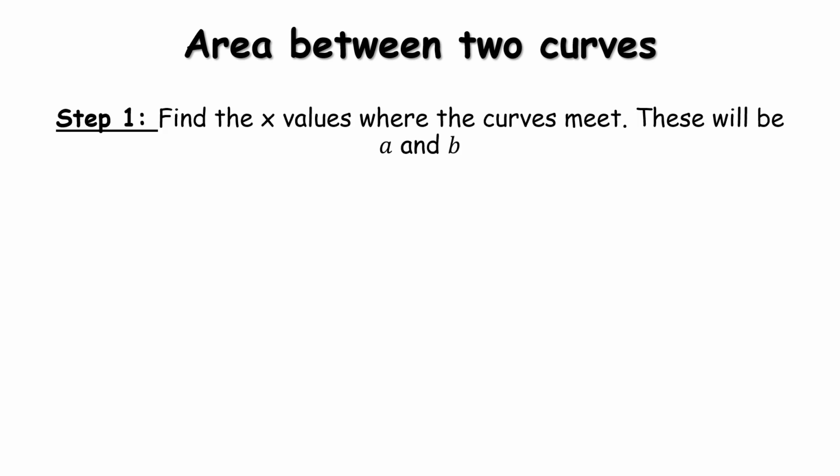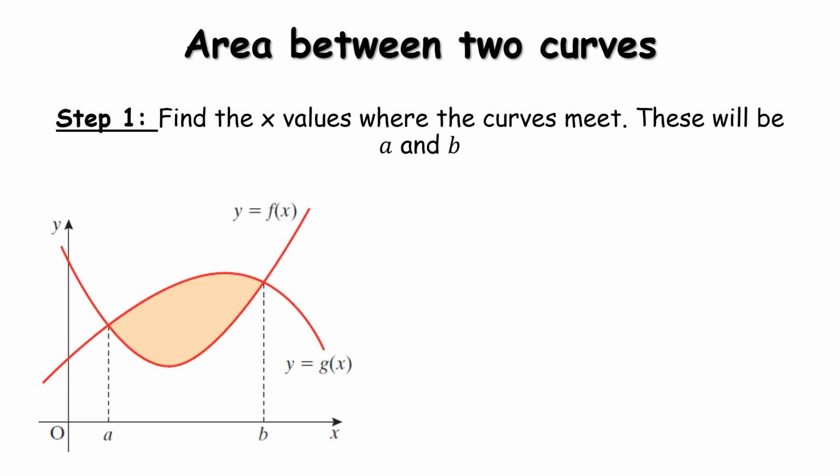So we're going to work with the idea of the area we just worked with and extend it slightly. So the first thing you're going to have to do to find the area between two curves is find the x values where the curves meet, and this is going to give us a and b. So if we take our example here, we have two functions, f of x and g of x. They meet at the points where x is a and x is b. So we're kind of getting the points of intersection, but we don't really care about the y.